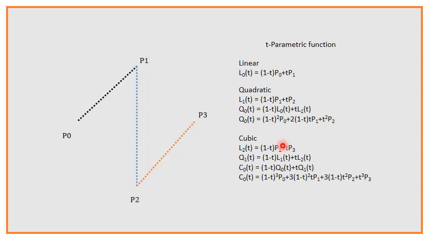Again, by the interpolation technique, the quadratic equation will be Q1 of t. By interpolating this line and this line, we will get Q1 of t is equal to (1 minus t) into L1 of t plus t into L2 of t. So by interpolation of this line, this line and this line, we will get the cubic polynomial equation. So C0 of t is nothing but the cubic polynomial, (1 minus t) of Q0 of t plus t into Q1 of t.